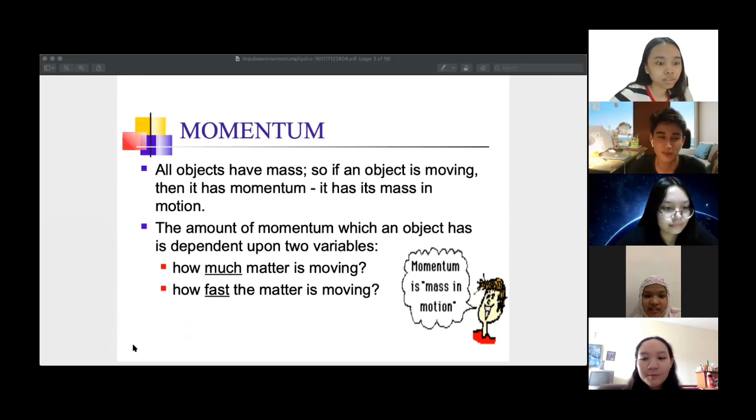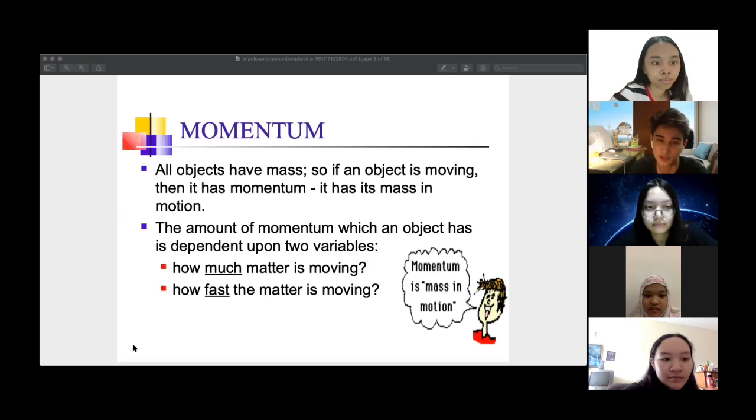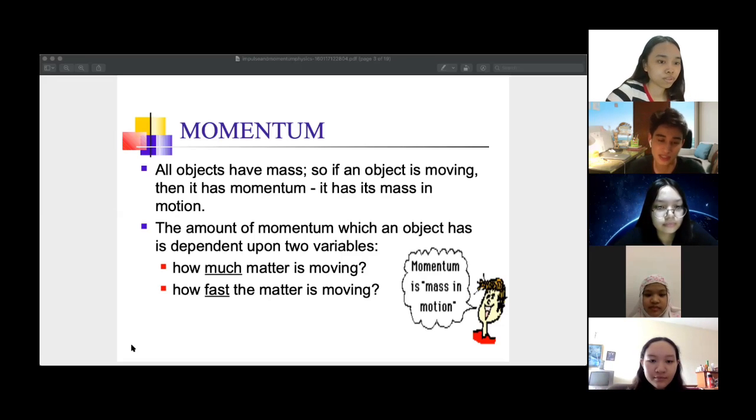The next thing about momentum is that all objects have mass. So if an object is moving, then it has momentum. It has its mass in motion, and the amount of momentum which an object has is dependent upon two variables. The first one is how much matter is moving, and the second is how fast the matter is moving. Momentum is mass in motion.